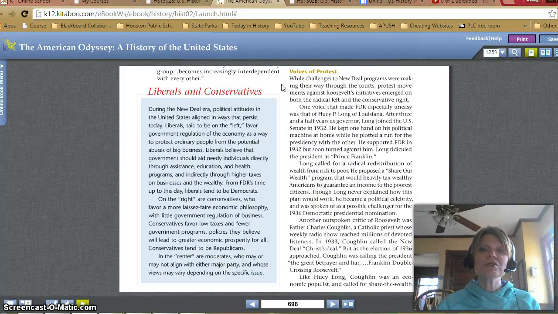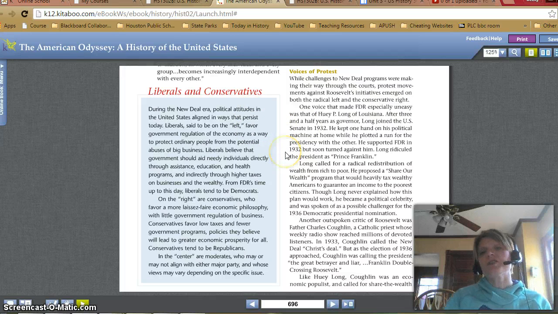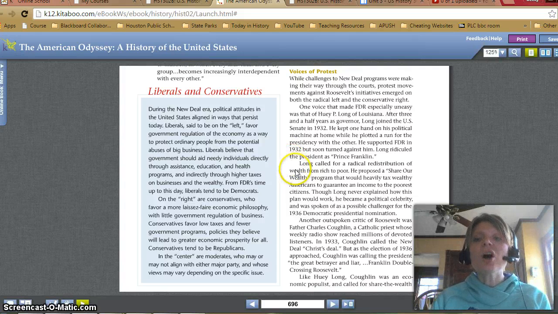Voices of protest. While challenges to the New Deal programs were making their way through the courts, protest movements against Roosevelt's initiatives emerged on both the radical left and the conservative right. One voice that made FDR especially uneasy was that of Huey P. Long of Louisiana. After 3.5 years as governor, Long joined the U.S. Senate in 1932. He kept one hand on his political machine at home while he plotted a run for the presidency with the other. He supported FDR in 1932, but soon turned against him. Long ridiculed the president as Prince Franklin.